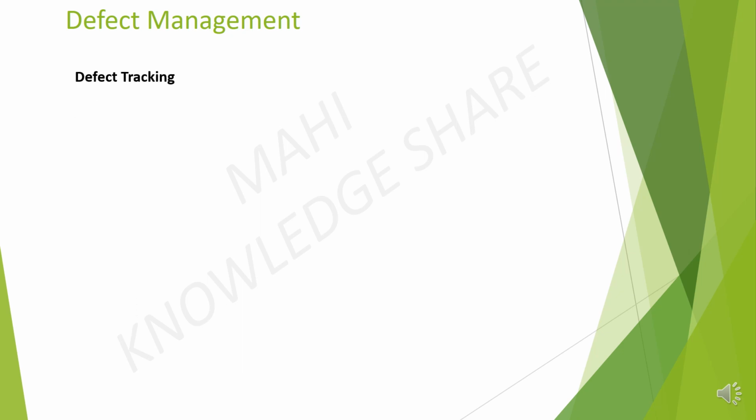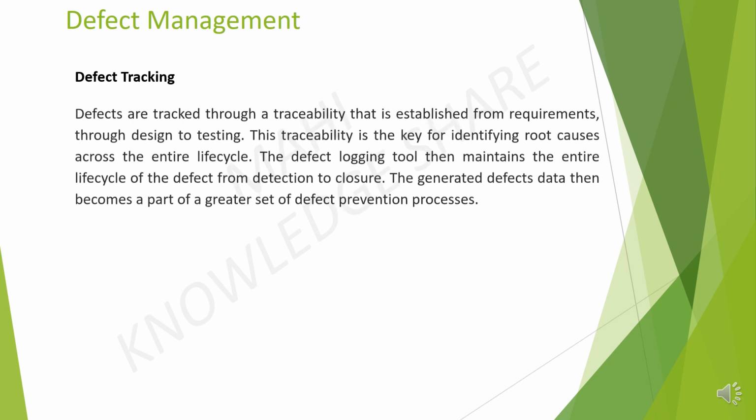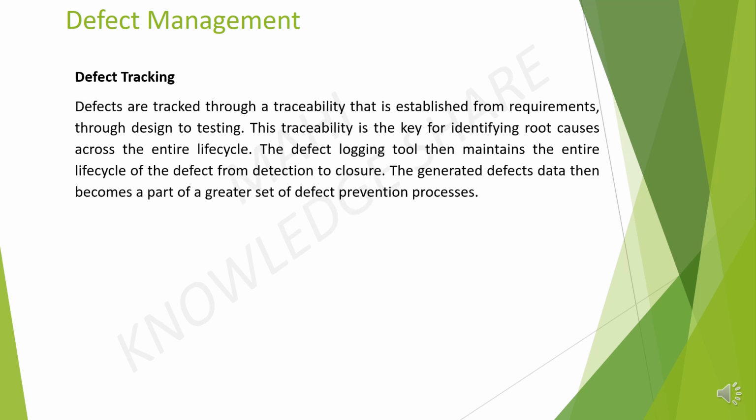Define defect tracking. Defects are tracked through a traceability that is established from requirements through design to testing. This traceability is the key for identifying root causes across the entire life cycle. The defect logging tool then maintains the entire life cycle of the defect from detection to closure. The generated defects data then becomes a part of a greater set of defect prevention processes.